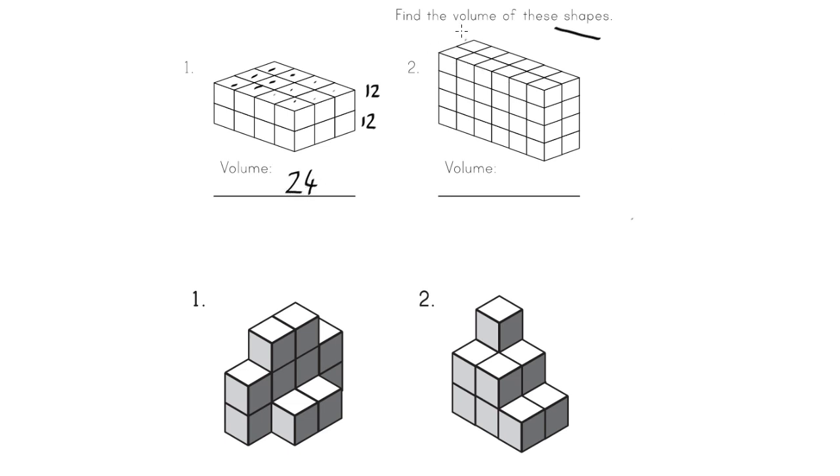This one here, we can count 1, 2, 3, 4, 5, 6, 7, 8, 9, 10, 11, 12, 13, 14, 15, 16, 17, 18, 19, 20, 21, 22, 23, 24. So there's 24 in that column, so we're going to times that by 2, and that's going to give us 48. Okay, so you can either count in the columns or count in the rows.